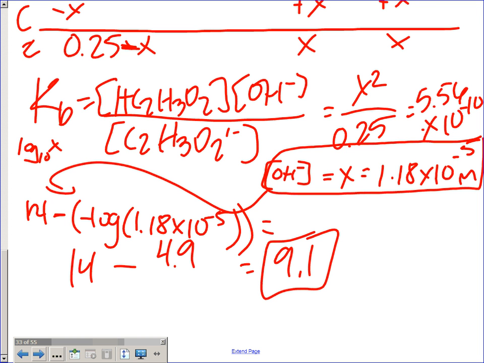So, strong acid or strong base? You said yes. Sometimes you'll find that both of them.